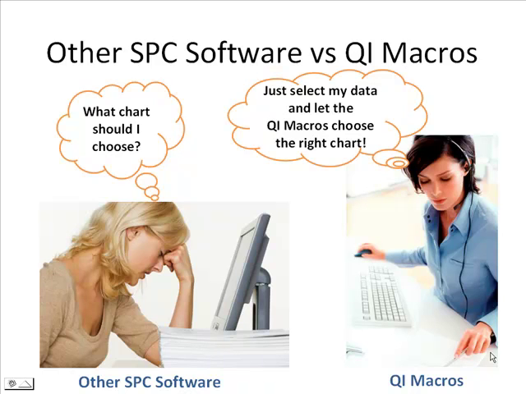One of the things I've noticed is that when people are just getting started in Six Sigma and statistical process control, they're really confused. And they're always going, well, what chart should I choose? And in the QI Macros, my goal about 6 years ago was, I realized since I do what nobody else does, which is allow you to select your data first, I can help you choose the right chart. And so I build all the knowledge and wisdom into the QI Macros to help you do the right thing. So the idea here is that you should just be able to select my data and let the QI Macros choose the right chart or statistic or whatever.